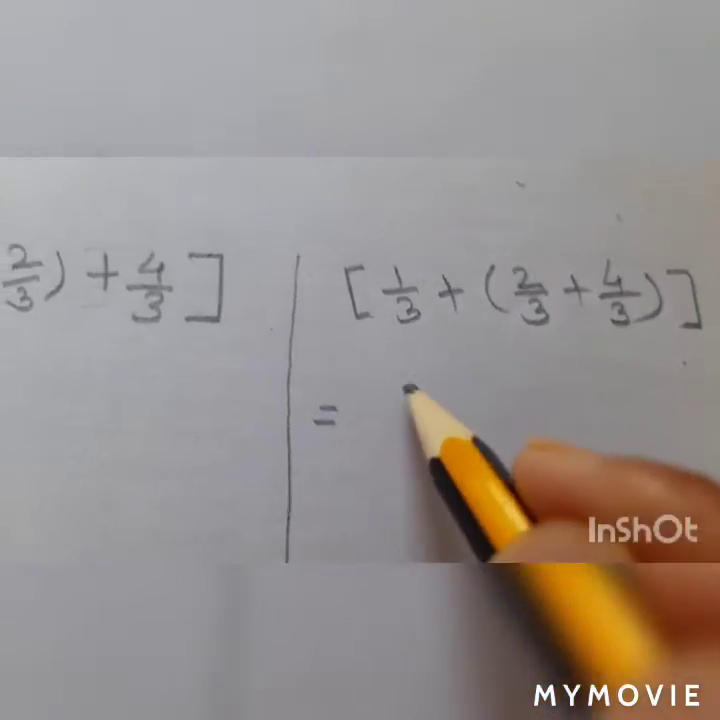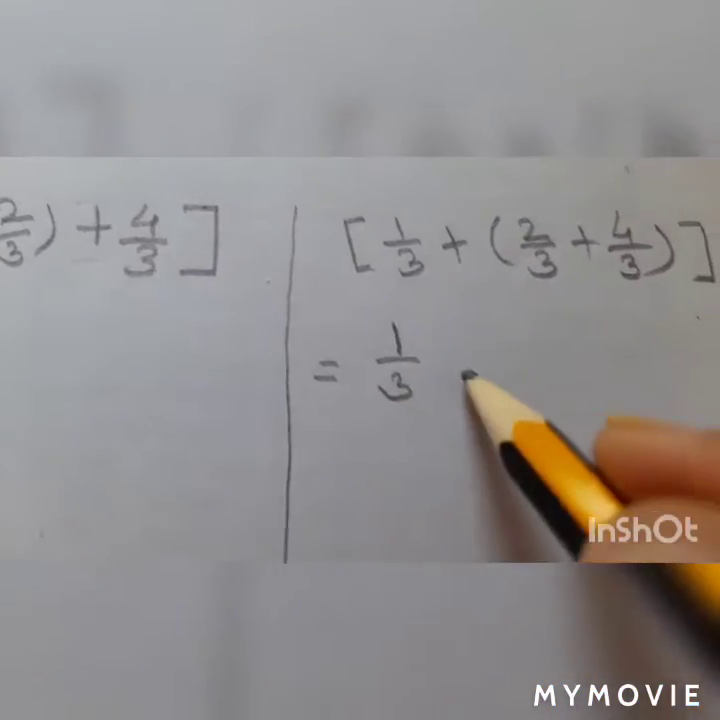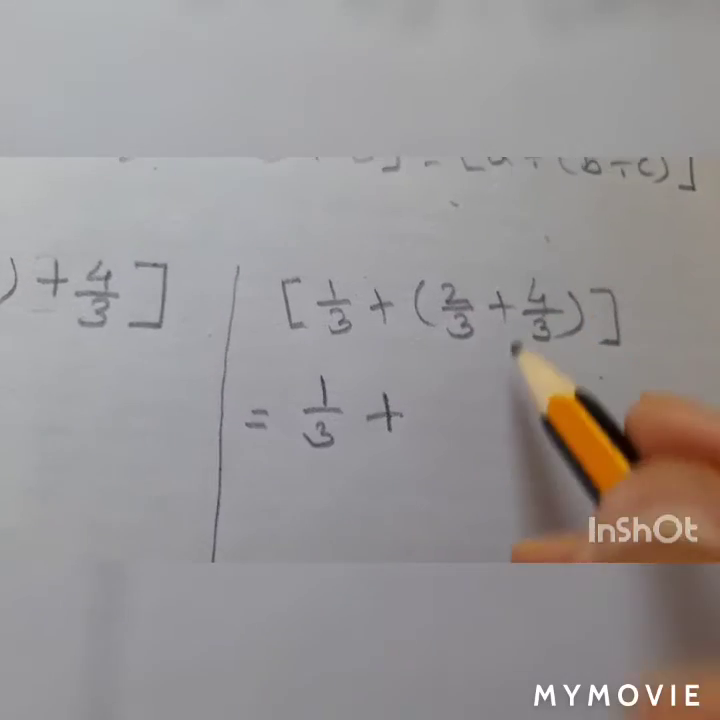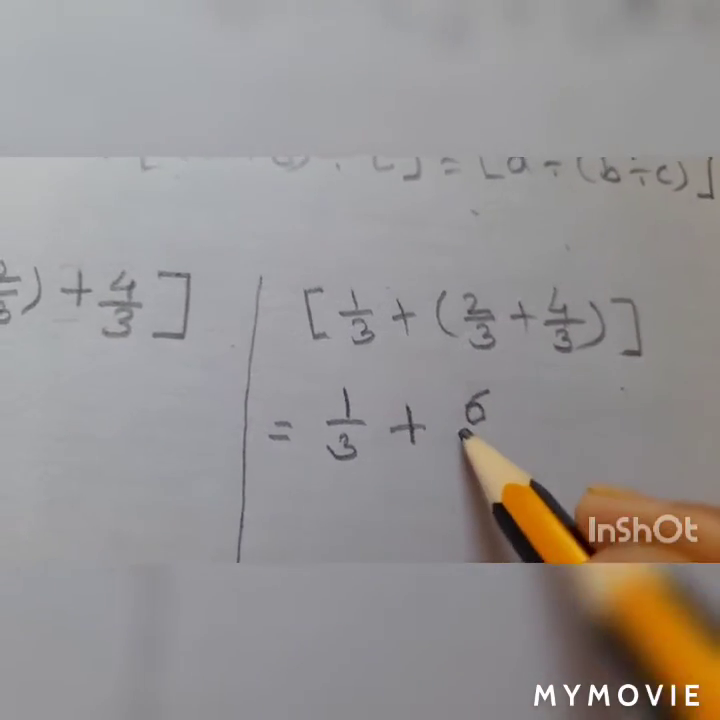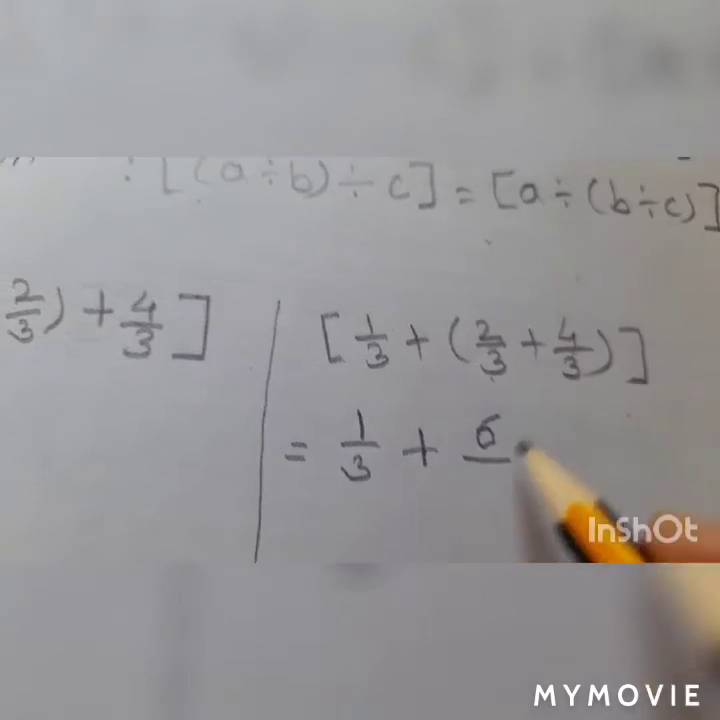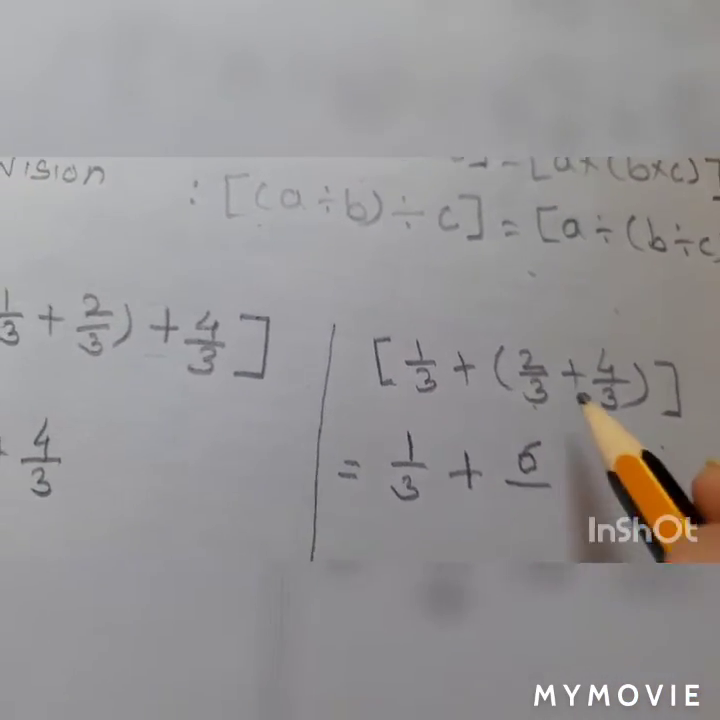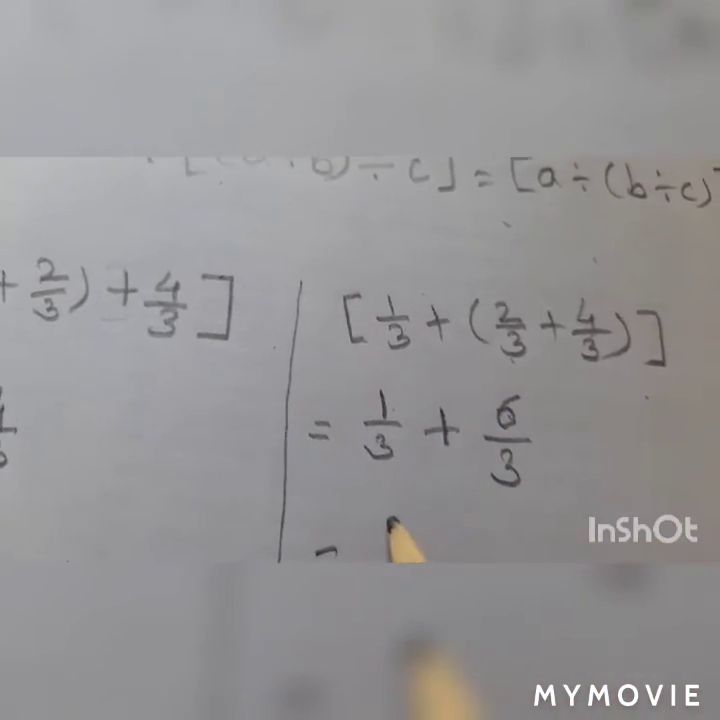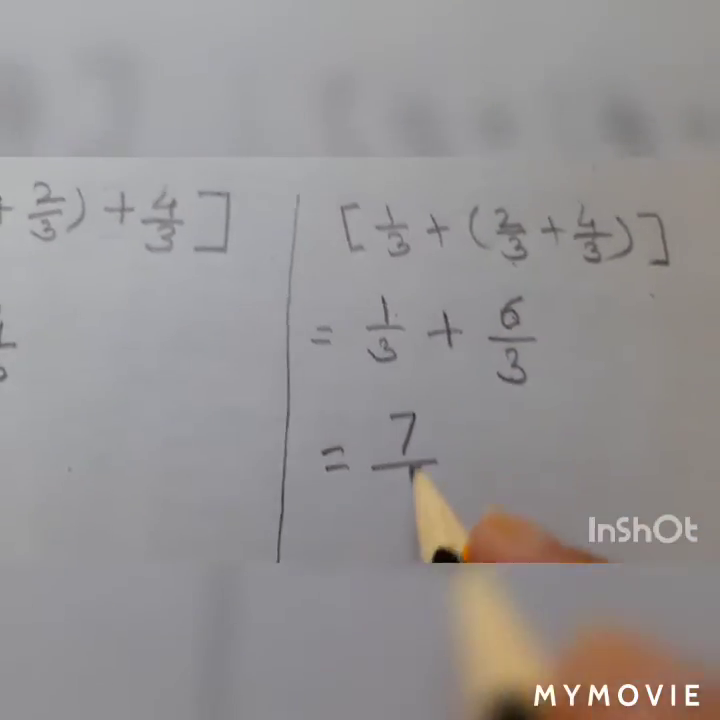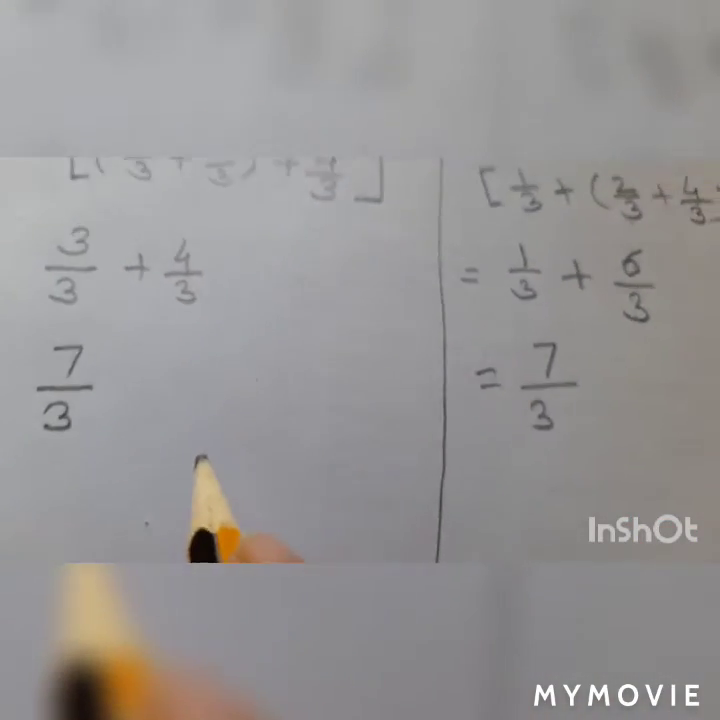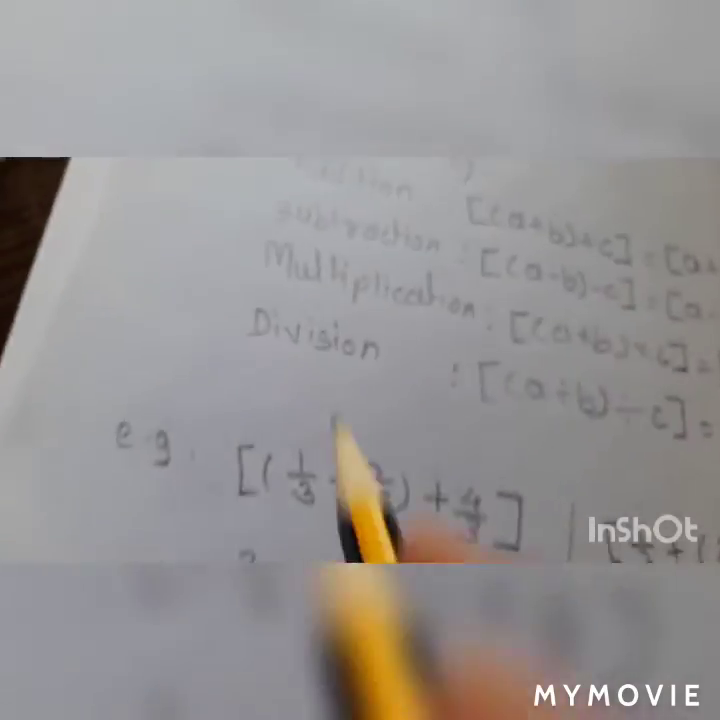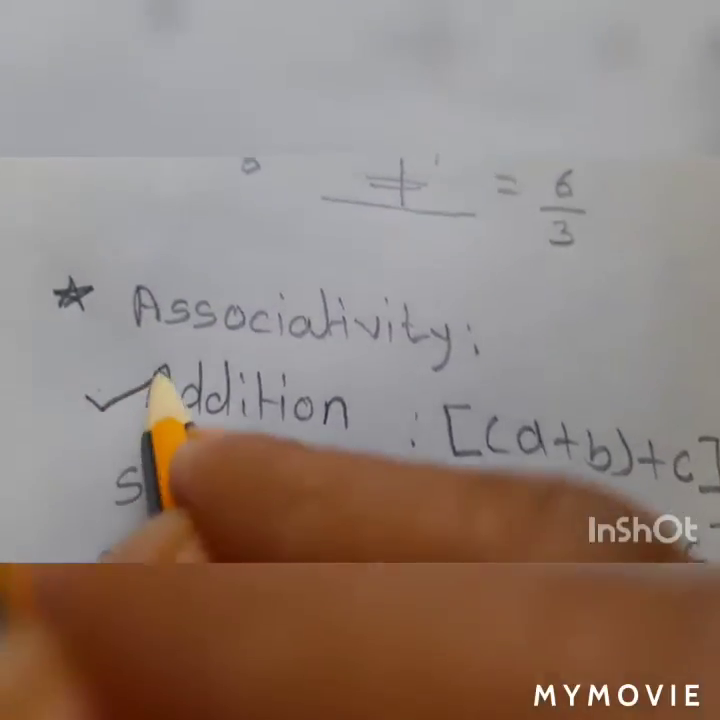Now this side, 1 upon 3 as it is plus 2 plus 4 is 6, and 3 is LCM, is equal to 1 plus 6, 7 upon again 3. We can see that we get the similar answer. That's why we can say that addition satisfies the associativity.